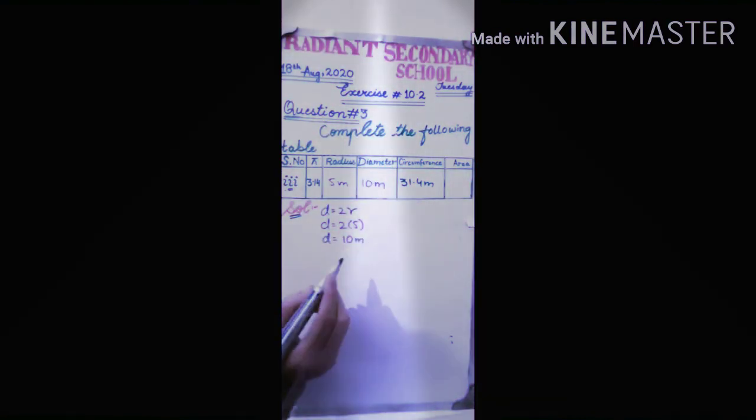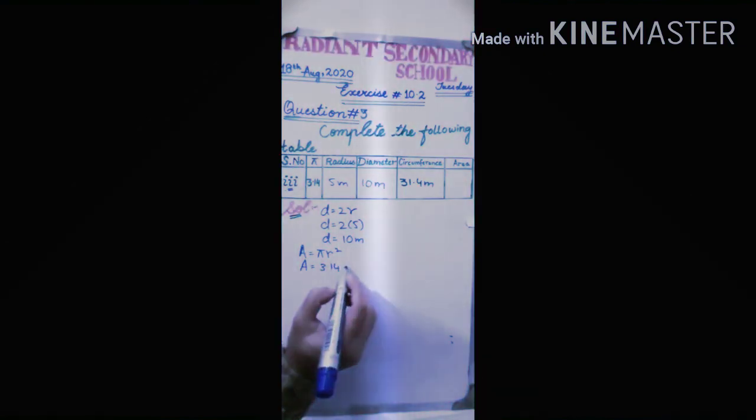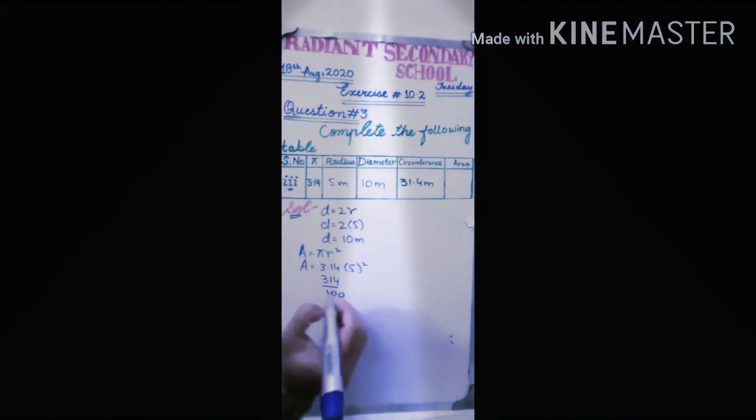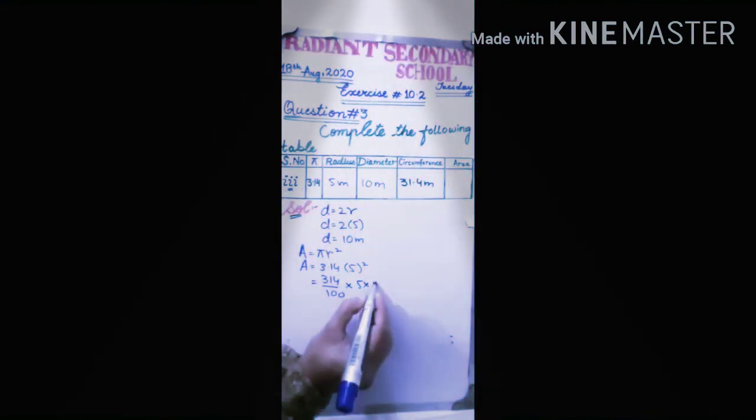Now lastly, we have to find the area. Area equals pi r square. Pi is 3.14, and r square means 5 square. Now remove this decimal, it will become 314 over 100. 5 square, you have to write 5 multiplied by 5.